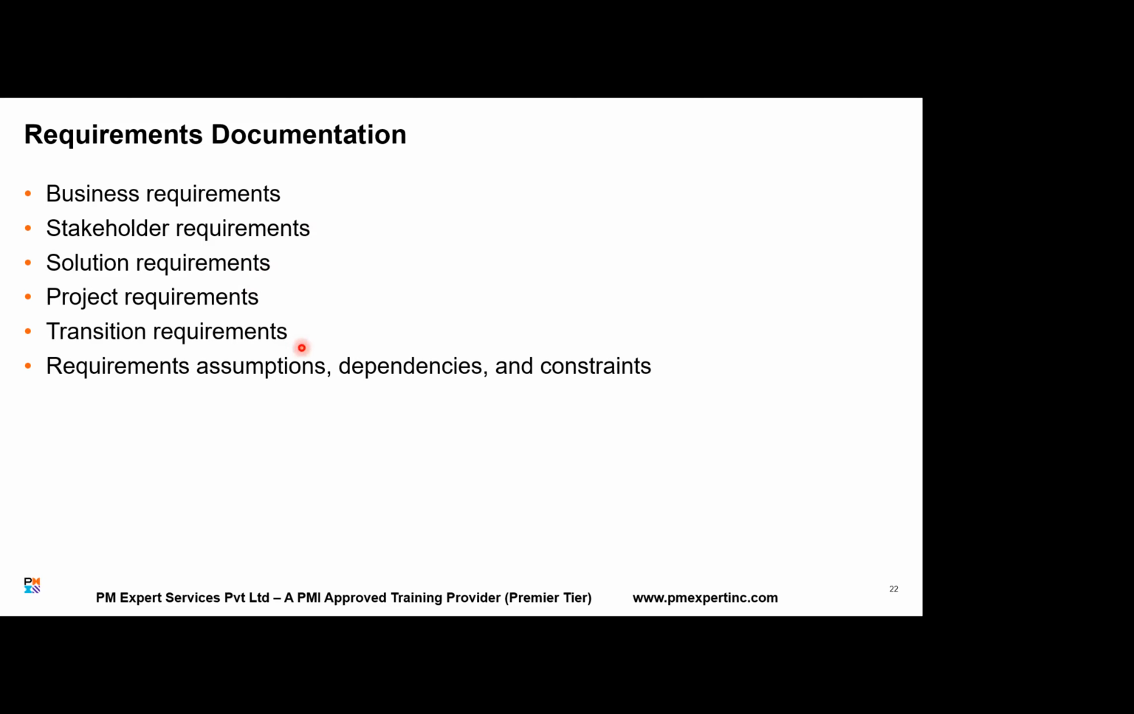project requirements and transition requirements, right? Now, what are business requirements? Can we take an example of all of these? What are business requirements? Tell me. And how are they different from stakeholder requirements?